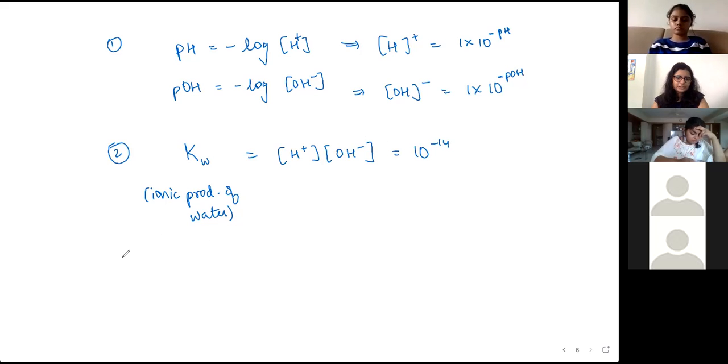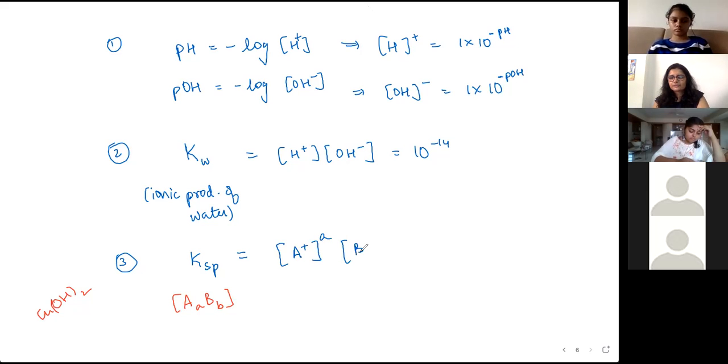Next, in this particular case, you have solubility product Ksp. So Ksp is equal to, if you have for any salt AaBb, like here you had Cu(OH) twice, right? So A is only 1, B is 2. So if it's of the form AaBb, then the solubility product of that salt is concentration of A plus raised to the power a, concentration of B minus raised to the power b.